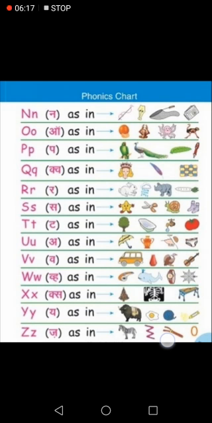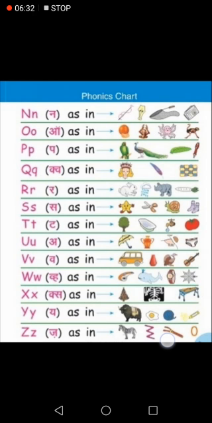Okay. The next letter is X. The letter is X. But the sound will be S. Sound will be S. For example, X-ray. Xmas.